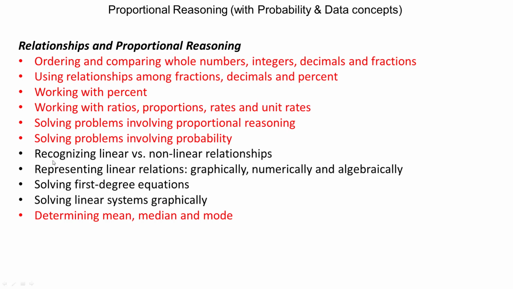There's another tutorial on the linear, nonlinear relationships and equations. You can check that one as well. So this is about ordering, comparing whole numbers, integers, decimals, and fractions, working with fractions, decimals, and percent, ratios, proportions, rates, and unit rates, solving problems involving both proportional reasoning and some probability. So that's what we're going to focus on in this through a number of examples.